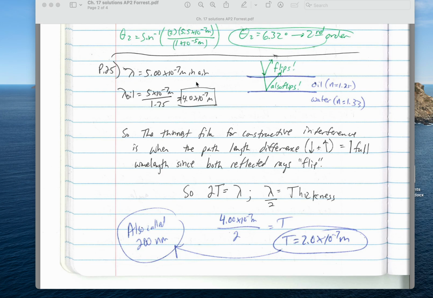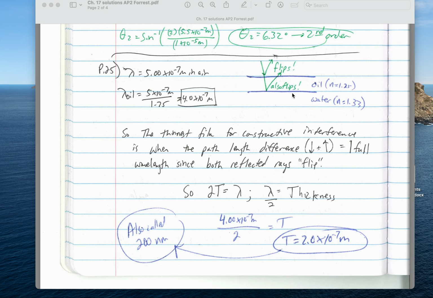They really should have said 500 nanometers in air. So we're going to need to find the wavelength in oil by dividing that by the index of refraction. So that's 400 nanometers in oil. When we look at this, the light ray reflecting off the top surface of the oil and off the surface of the water would both flip and have a phase shift because the light's reflecting off a more optically dense substance. So that would be constructive interference if we had 0 path length difference.